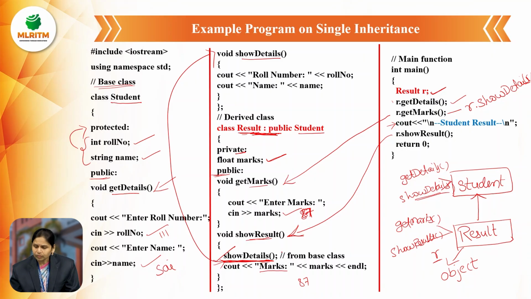So here there is only one parent class and one child class. That's why this type of inheritance is called single inheritance. So always we have to create the object for the child class only. Remember this point. Now this is an example for single inheritance.